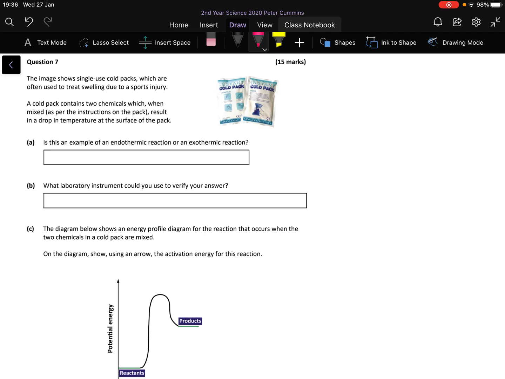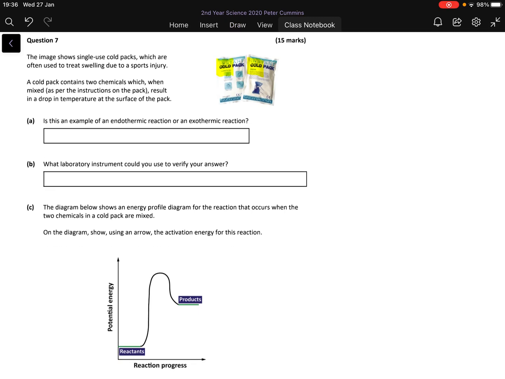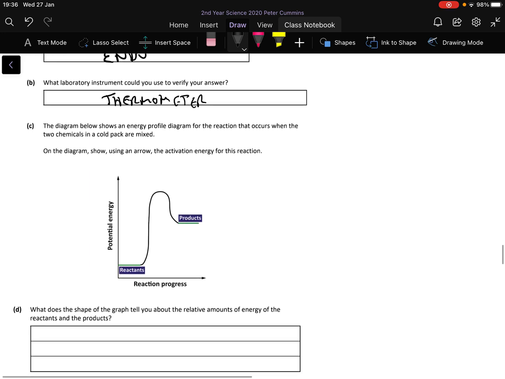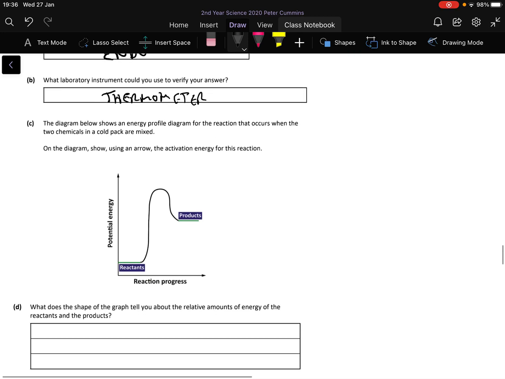So is this an example of an endothermic reaction or an exothermic? Do you remember, these are cold packs. So this one here is going to be an example of an endothermic reaction. What laboratory instruments could be used to verify your answer? Anything exothermic or endothermic, you're going to use a thermometer. And this diagram shows an energy profile for a reaction that occurs with the two chemicals in the cold pack. The products here are high, so this is going to be an endothermic reaction.